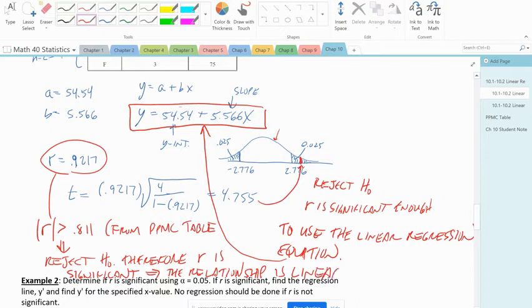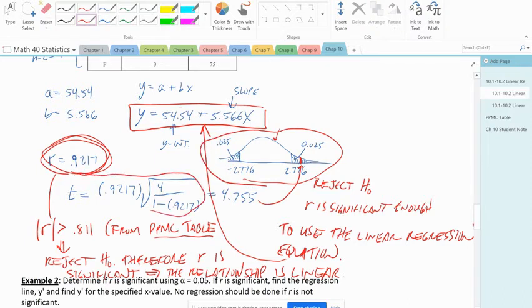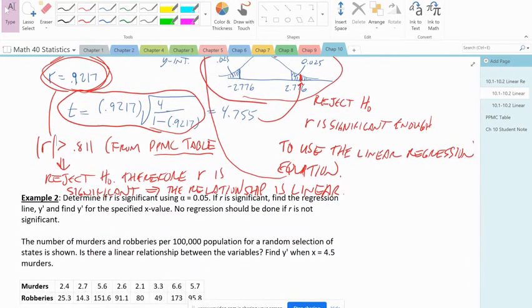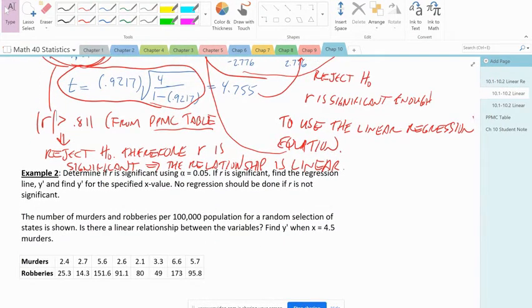Okay, so I showed two different ways to get that. You could use the PPMC table to compare directly to R, or you can use the inverse t to set this up, and then calculate the t value using the formula that was provided up above. And either way that you do it, we got the same conclusion, which is this data is linear, so we're going to reject the null hypothesis.